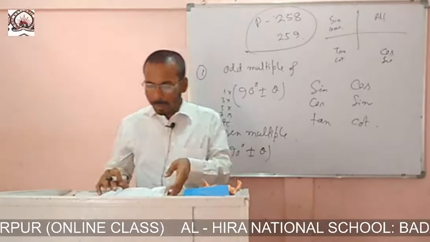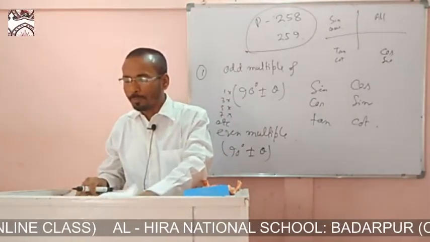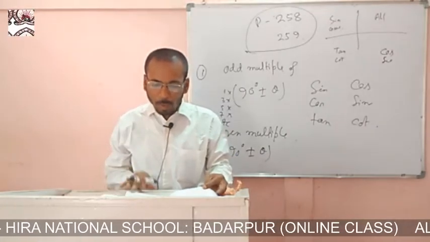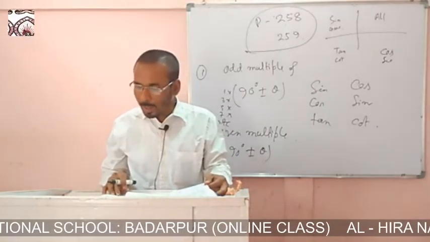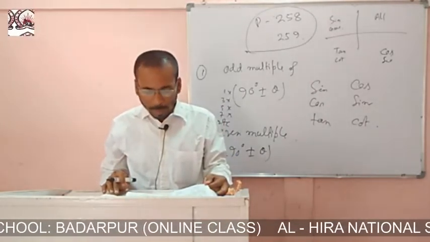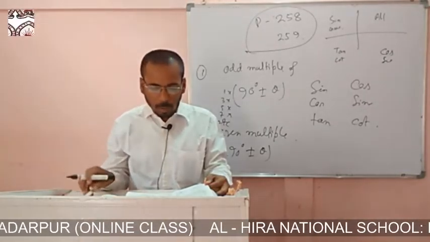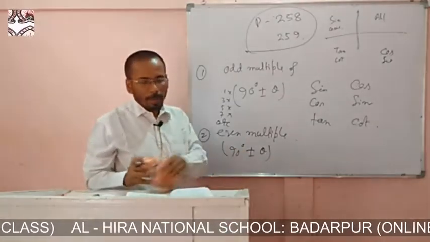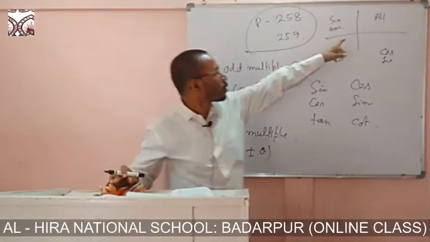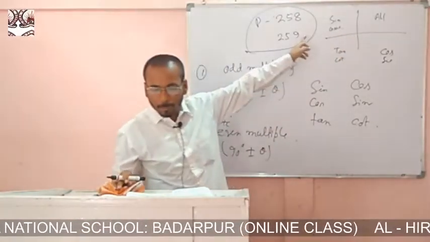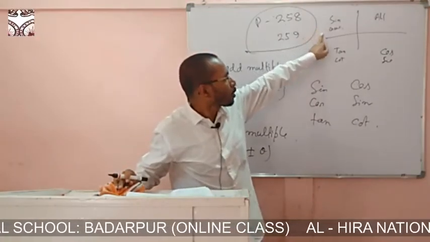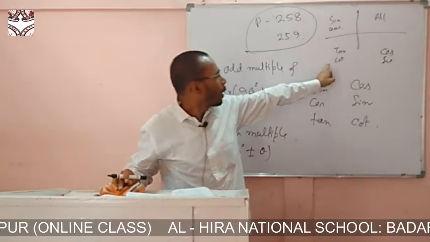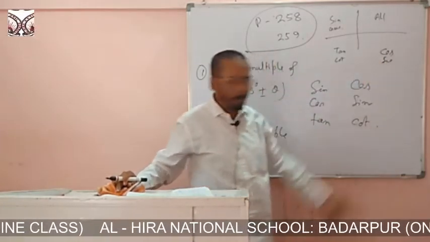Now exercise 7.1, from exercise 7.1 we will start the sums. So in this you can see, in the first quadrant it is what? In the first quadrant all are positive. In the second quadrant sine and cosec are positive. In the third quadrant tan and cot are positive. In the fourth quadrant cos and sec are positive.